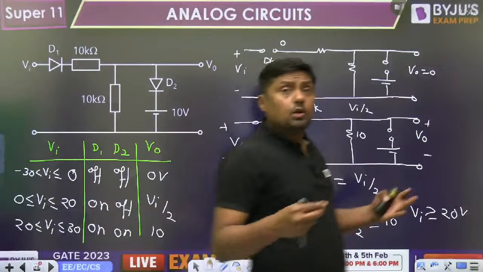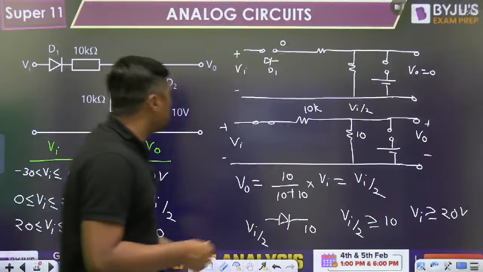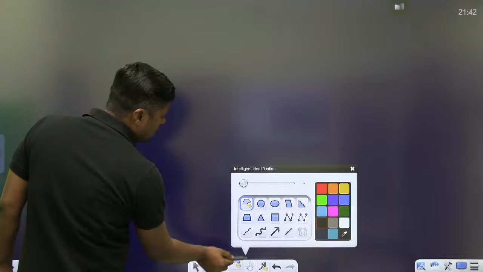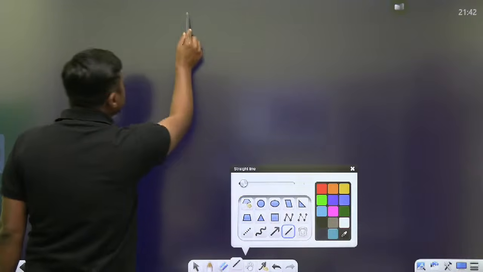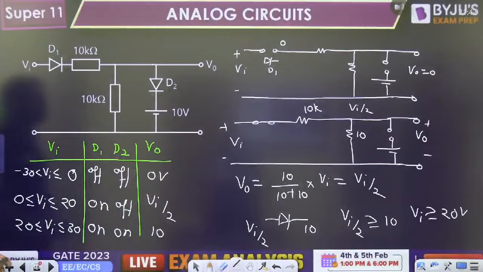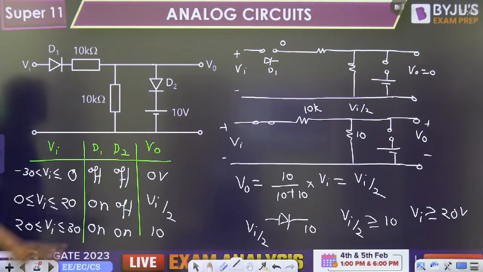Now, what will be the question? What is the slope between these 2 points? That may be the question, or they will ask you to draw the transfer curve. So what is the transfer curve here? Now, I will show you that question. Okay. So, new students, please don't worry about this question. Very easy question. Write down this table. From minus 30 to 0, output is 0 volt. 0 to 20, output is VI by 2. And 20 to 30, output is what? 10 volt.